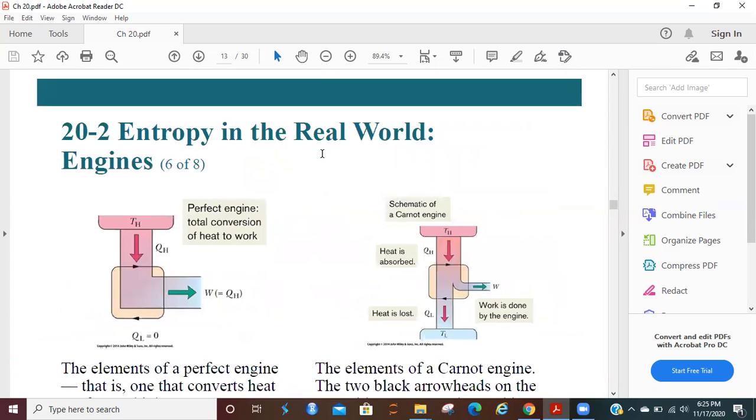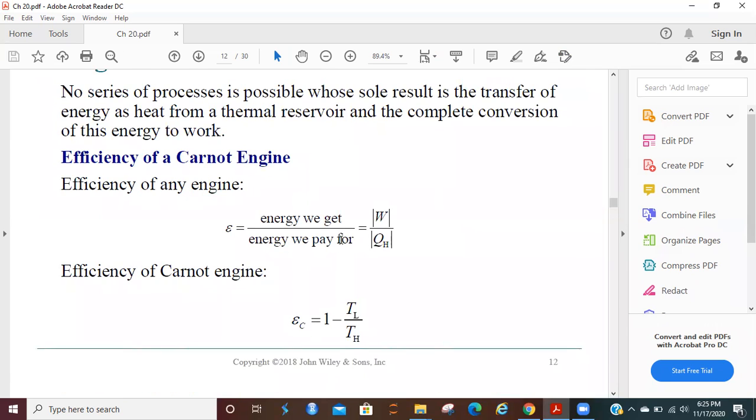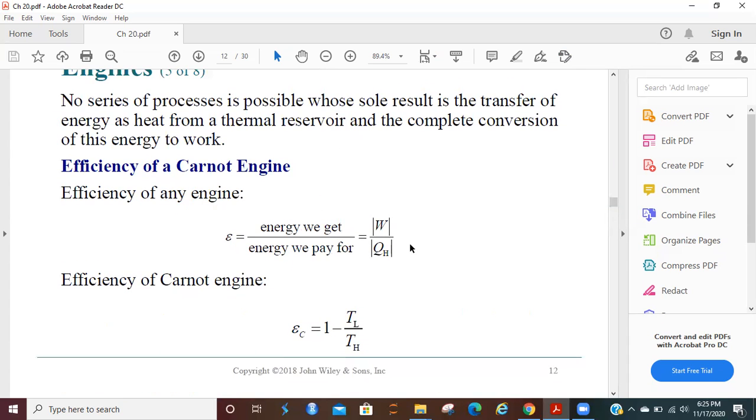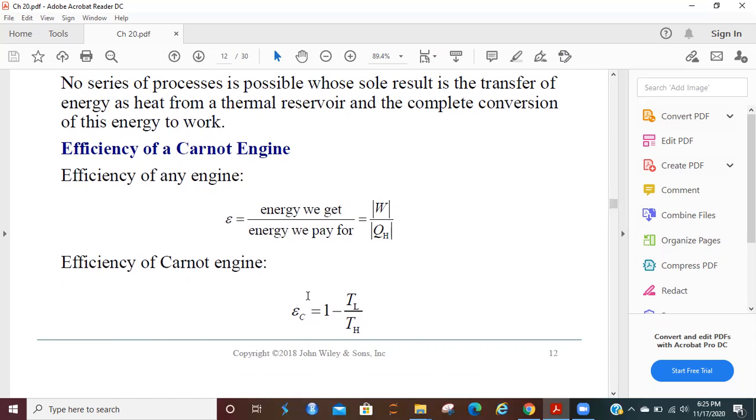So you've got the efficiency of the Carnot cycle, where you've got the energy that you get out, which you can use for work, and then the energy that you pay for. And therefore, if you go through and you calculate it out, you can see the efficiency of a Carnot engine is going to be 1 minus the temperature of the low area divided by the temperature of the high area.